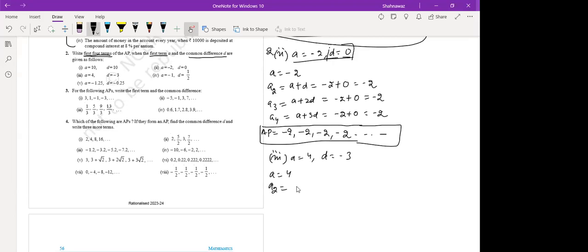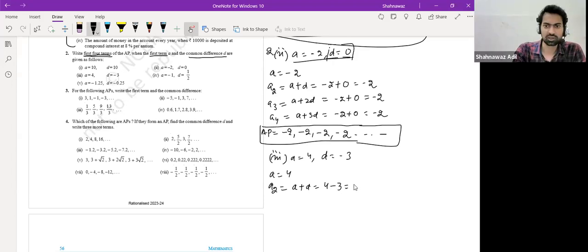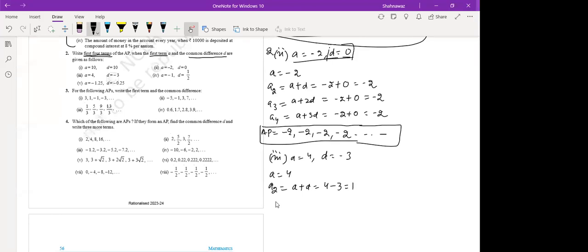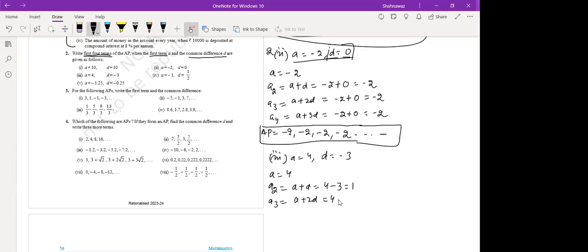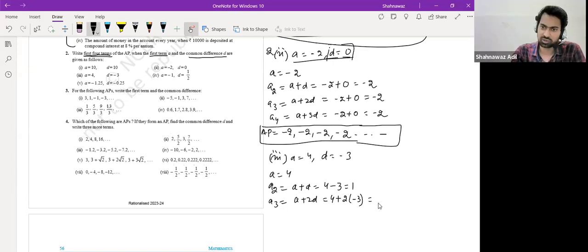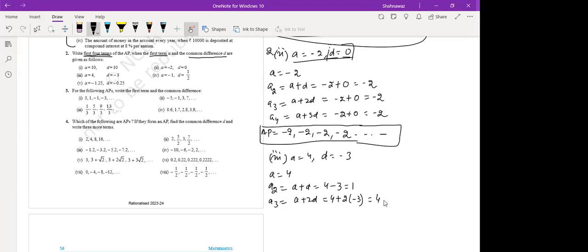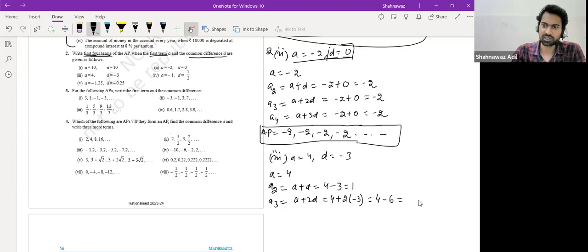Second term is A plus D, so 4 minus 2 is... minus 3, right? Yeah, 1. So A3 is A plus 2D. So 4 plus 2 into -3, this would be how much? 4 plus 2 into -3 is -6. So this would be 4 minus 6, so -2, right? Minus 2.